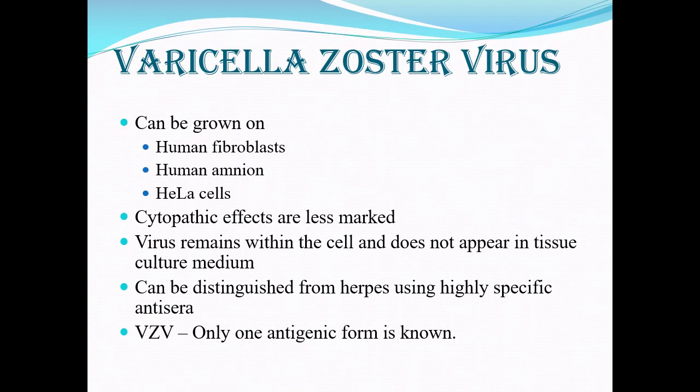And the destruction of cells in this tissue culture is slightly less compared to what you would see with the herpes simplex virus. The virus will remain inside the cell itself and does not appear in the culture medium. It can be distinguished between different types by using anti-sera, and there's only one antigenic form known for the Varicella-Zoster virus.